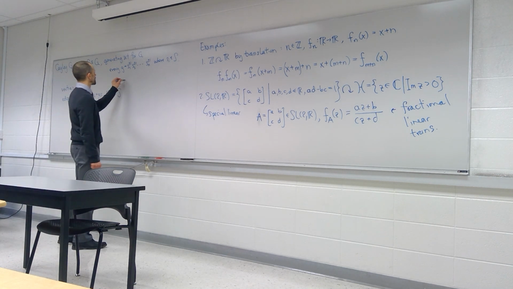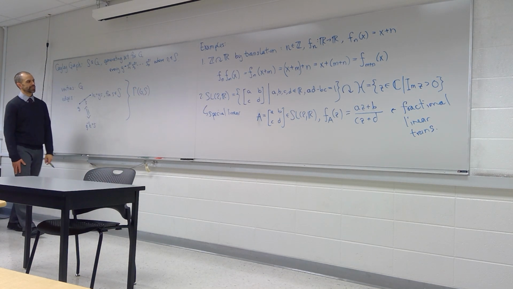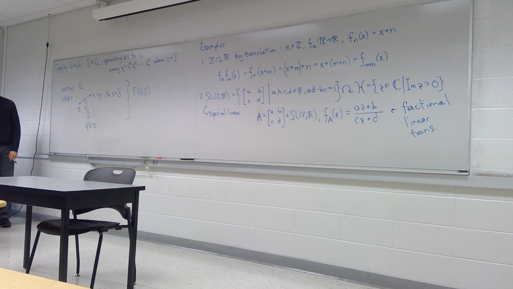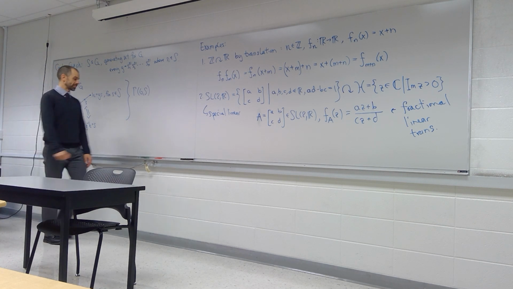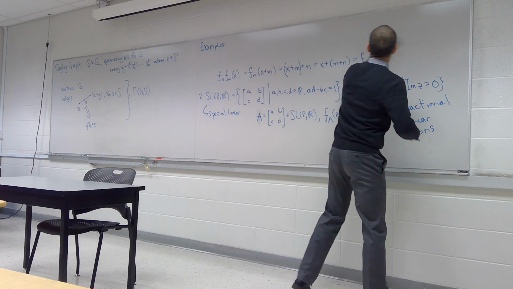Let's give some notation to this thing. Let's call this gamma G. This is the Cayley graph. Okay, so let's go ahead and look at some examples. Examples are fun.